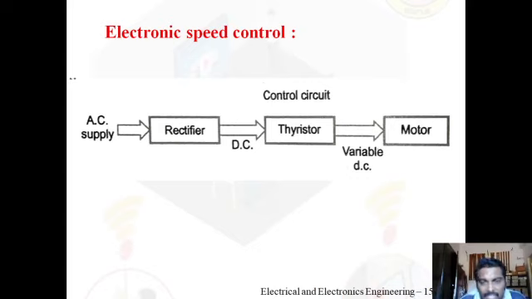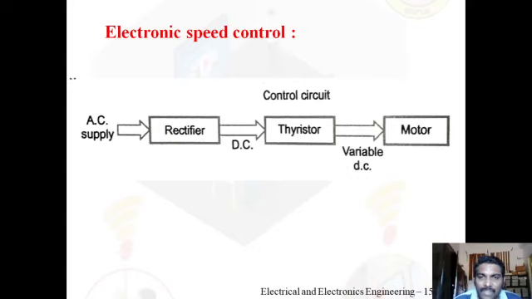Then that fixed DC is given as input to the thyristor. A thyristor is a power electronic device similar to the diode. A diode has two terminals; here it has three terminals: anode, cathode and gate.